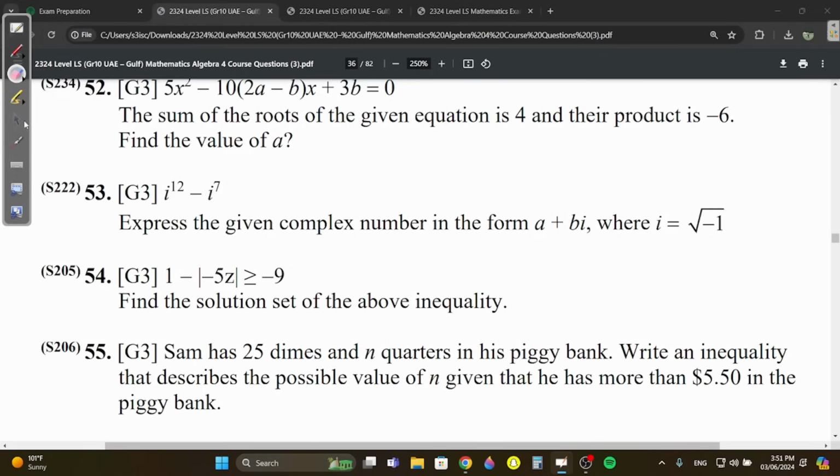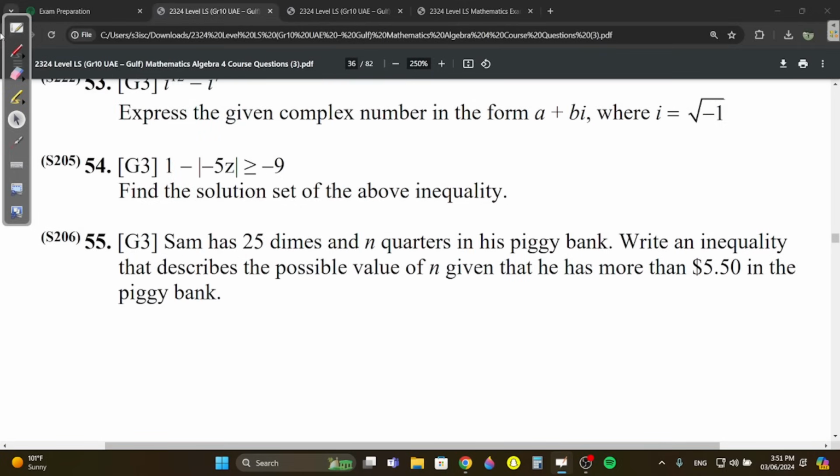Question 54. These are easy, but they're grids, so they'll definitely come. Whenever solving absolute value, you never know how it could be written. Take everything to one side and leave the absolute value on one side. So it's going to become negative absolute value of negative 5z greater than or equal to negative 10. Divide by negative on both sides, right? And when you divide by a negative while working with inequalities, the sign flips.